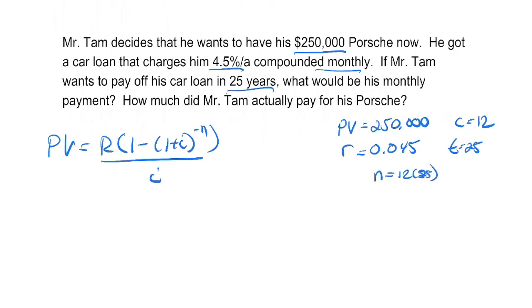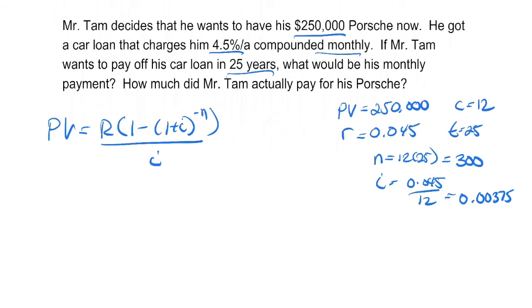In other words, this is the number of interest payments I'm charged. So 12 times 25 is going to be 300. And then I is going to be 0.045 divided by 12, which, plug that into our calculators, 0.045 divided by 12, and we get 0.00375. So we need to be exact with the interest rate as well. And now it's just an exercise in our calculators.